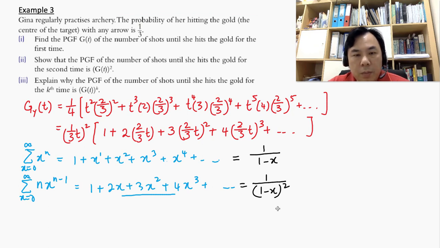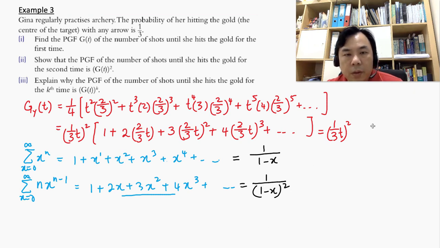So the summation of this is given by this formula here. And then in our case, you can see that here is 1/3 squared. So this whole thing can be written in this form here. Now that would be 1 over 1 minus, our x is this term here, 2 over 3t, squared. All right, and then there you have it.